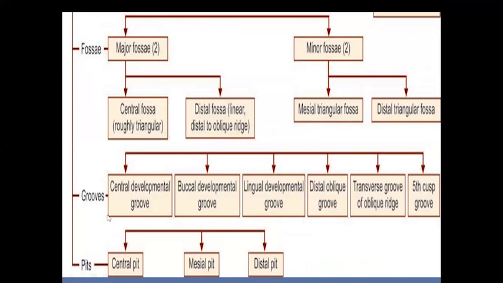Grooves present: central groove, buccal segmental groove, lingual segmental groove, distal oblique groove, transverse groove of the oblique ridge, and fifth cusp groove. Six segmental grooves are present on the occlusal table of the maxillary molar model. Pits: three pits, central pit, mesial pit, and distal pit.